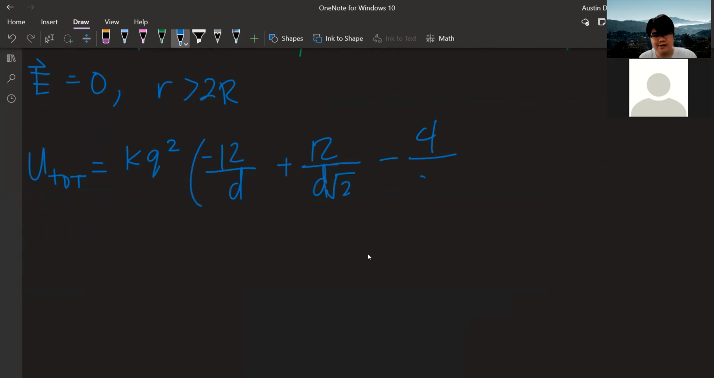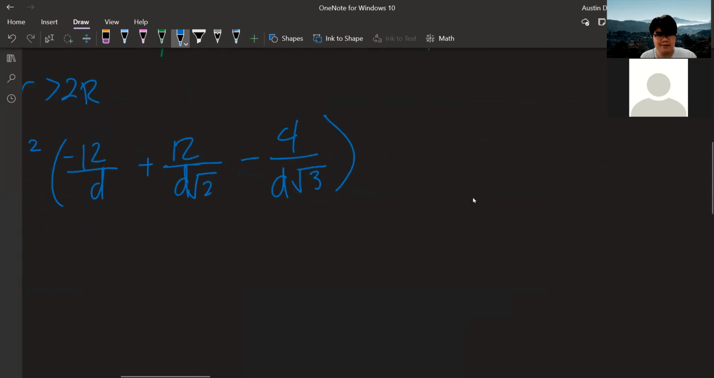Okay. And then you just plug in things, and you'd find that this is negative 1.46 Q squared over 4 pi epsilon naught d. Okay.